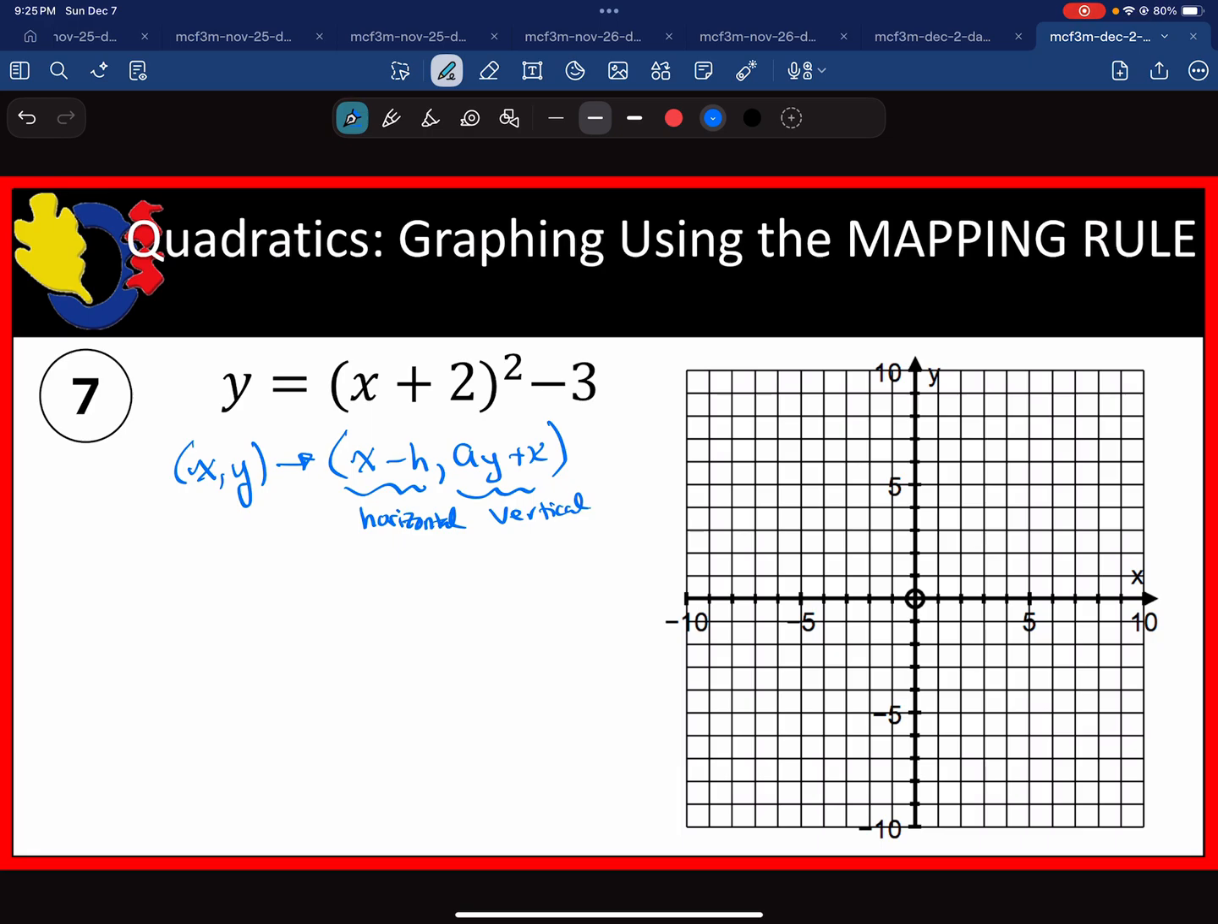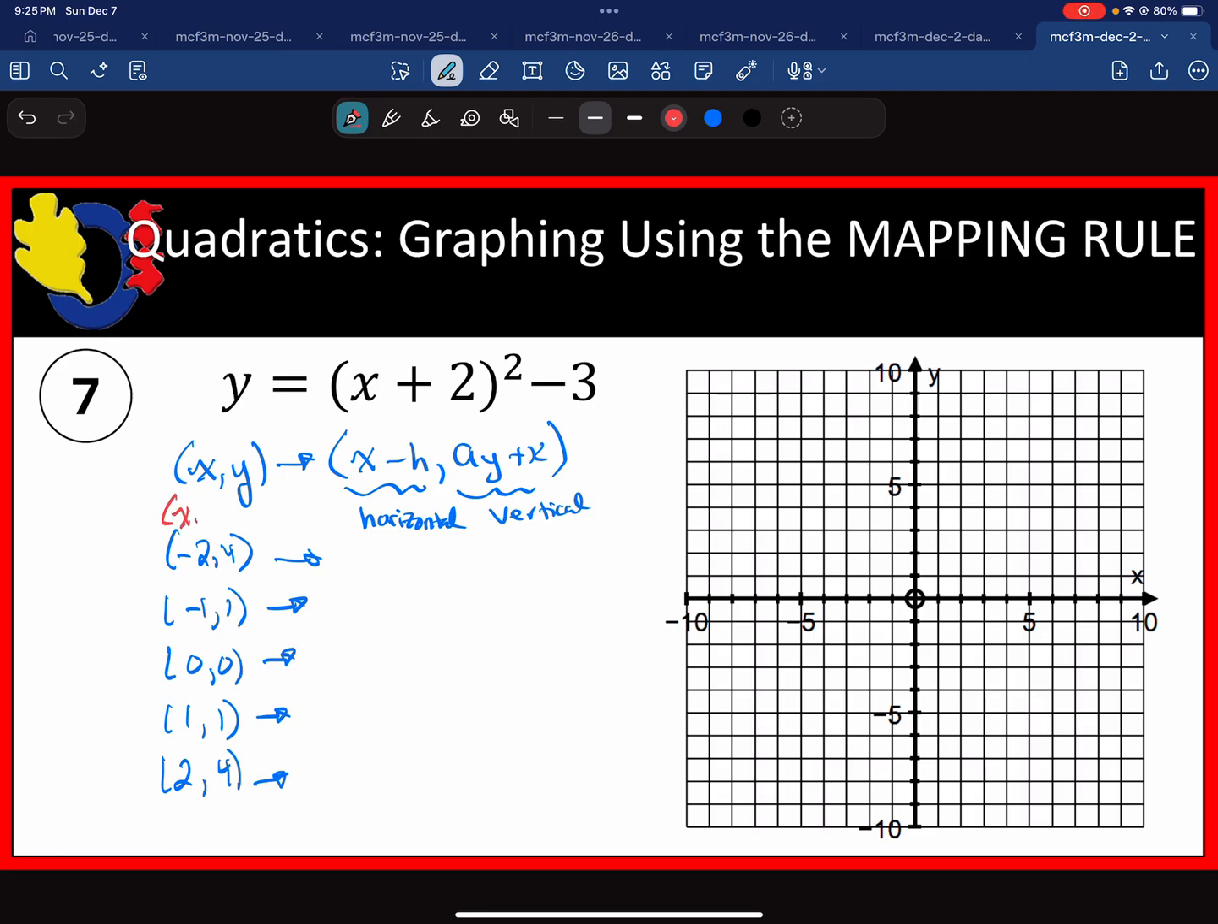Okay, so our key points of our parent function are -2, 4, -1, 1, 0, 0, 1, 1, and 2, 4. So basically what we are going to do is plug in each of these coordinates into our general mapping rule. So for this one, I should have left a little space here.